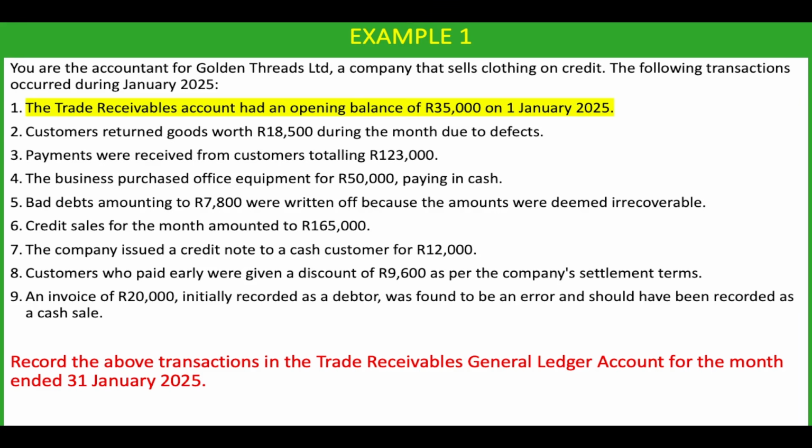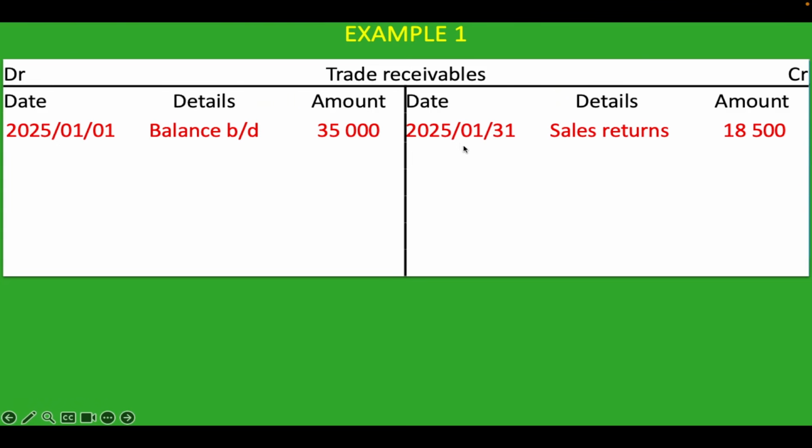They detail their sales returns. The amount is 18,500. And since they didn't tell us to put the dates here, we're just going to put the month end, 31 January 2025. So here's how it's going to look. 31 January 2025 sales returns, 18,500 rand. You will note here that the date that we're putting is month end, while the balance brought down that we had done earlier is the beginning of the month.